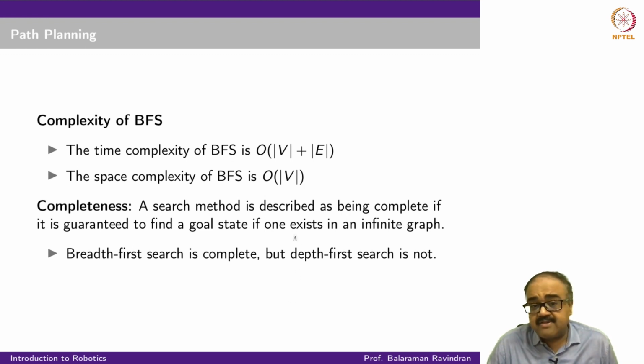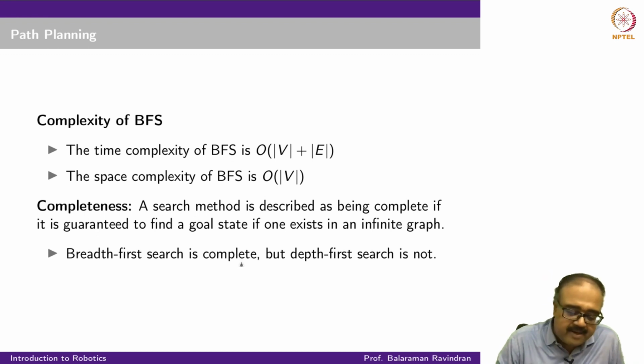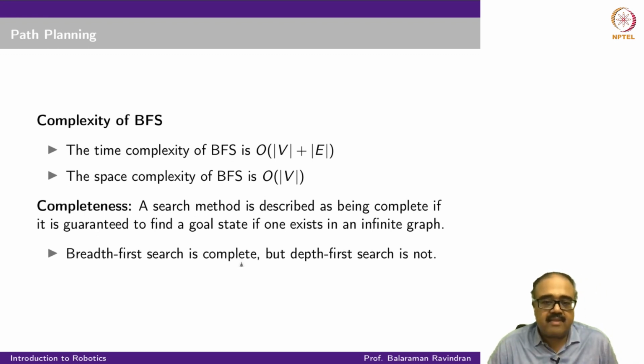And so BFS is a complete method. A method is described as complete if it is guaranteed to find a goal state if a path exists. If there is a path from the start state to the goal state, then a complete algorithm is always guaranteed to find it, and breadth first search is complete.